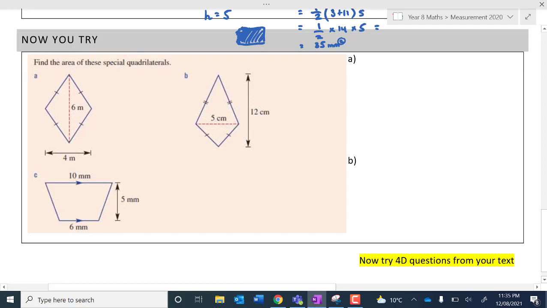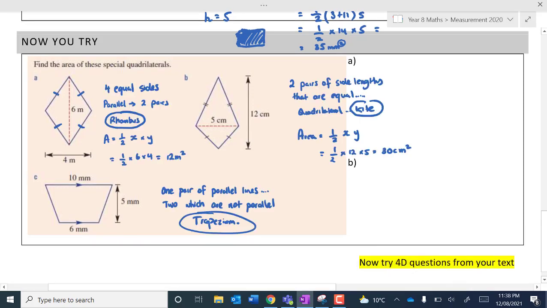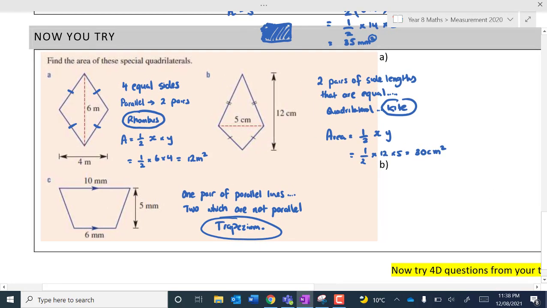So I'm going to pause this. I'm going to reveal my answers shortly. All right, so hopefully you've had a bit of a go at this.